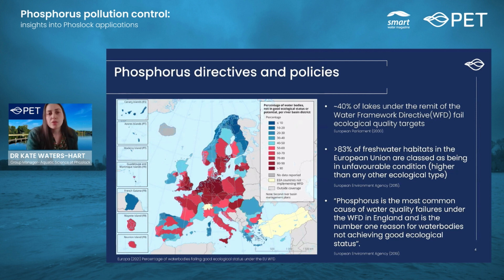And as a consequence of phosphorus pollution, there are many directives that have been set up nationally all across the globe that are trying to safeguard freshwaters, but also trying to improve them. One of them is the Water Framework Directive in Europe, in the UK. But unfortunately, 40% of lakes, even under the remit of the Water Framework Directive, are failing ecological quality targets. And more than 83% of freshwater habitats in the European Union are classed as unfavourable. And the Environment Agency in England have stated that the majority of cases that fail under these targets are because of phosphorus pollution.